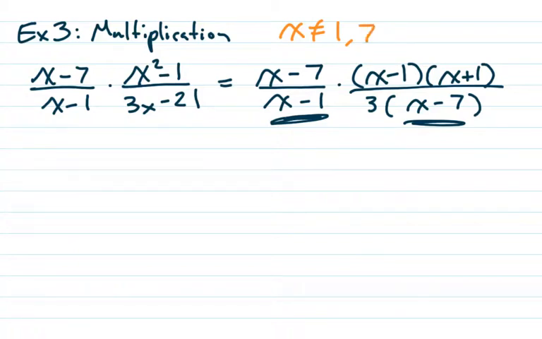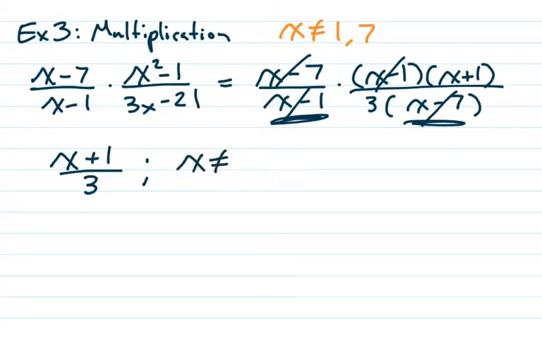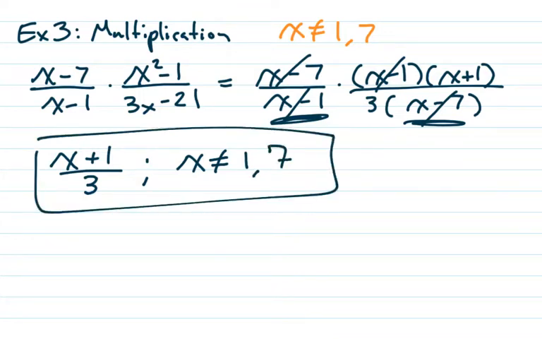Now back to the problem. I'm going to cancel out this x, this x minus 1 and this x minus 1, and this x minus 7 with this x minus 7. I'm going to be left with x plus 1 over 3. However, I need to make sure it's not exactly x plus 1 over 3, it's x plus 1 over 3, but you can't plug in 1 and 7. And that's my answer.